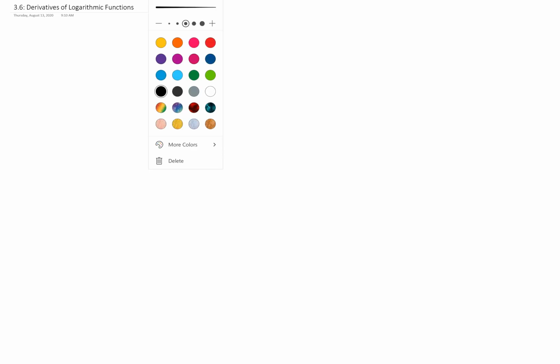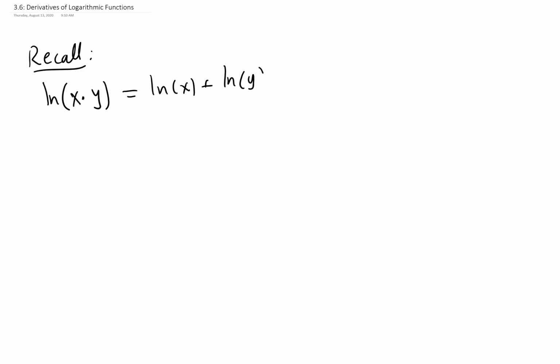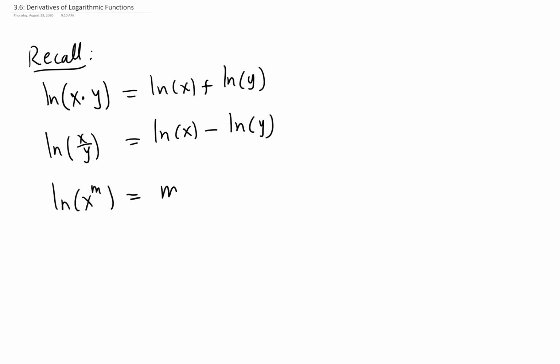Section 3.6, Derivatives of logarithmic or log functions. What we need to do in this section: first, I want to recall the properties of logs or natural log. The natural log of a product is the natural log of x plus the natural log of y. The natural log of a quotient is the natural log of x minus the natural log of y. The natural log of x to the m is m times the natural log of x.